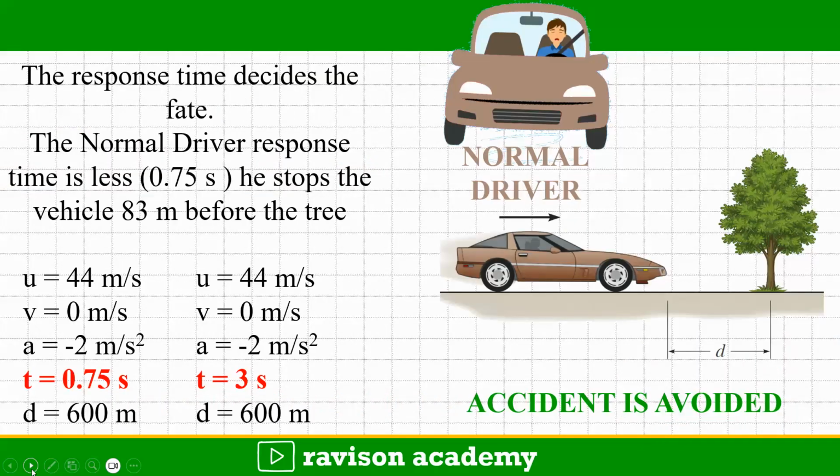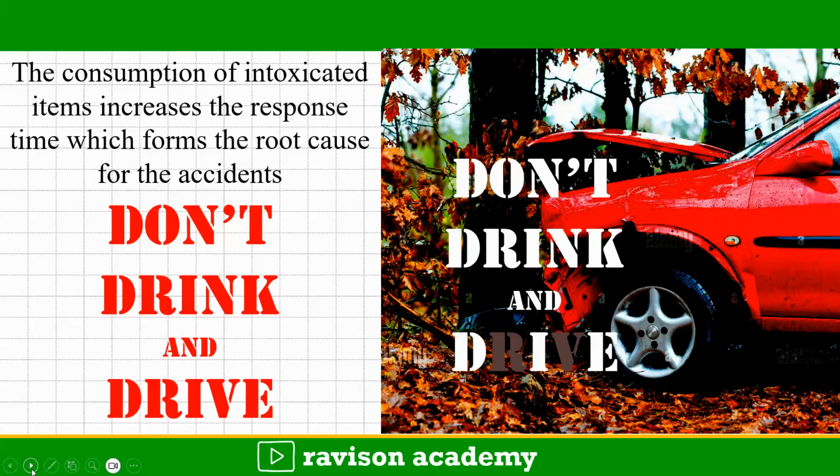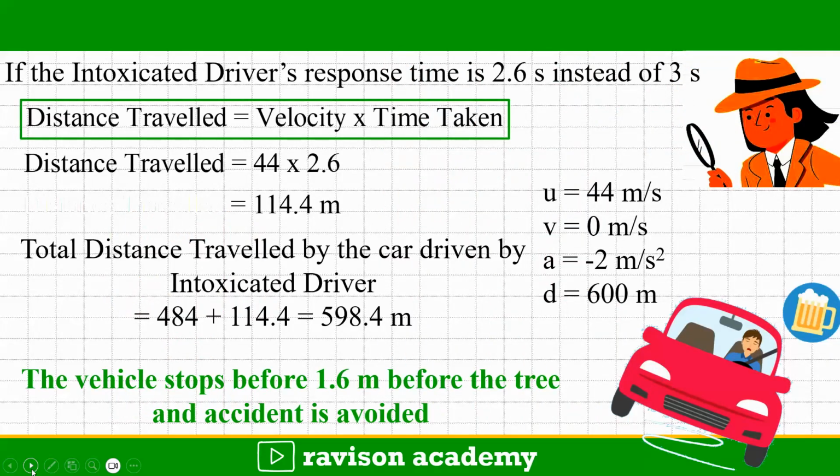So here the response time decides the accident. The normal driver's response time is very small, 0.75 seconds, so he stops the vehicle 83 meters before the tree and avoids the accident. But in the case of the intoxicated driver, 3 seconds is taken for the response time, so the total distance traveled becomes high and he hits the target. The consumption of intoxicating substances usually increases the response time, which forms the root cause of the accident. So don't drink and drive.